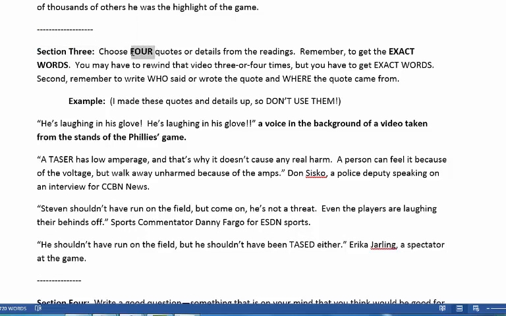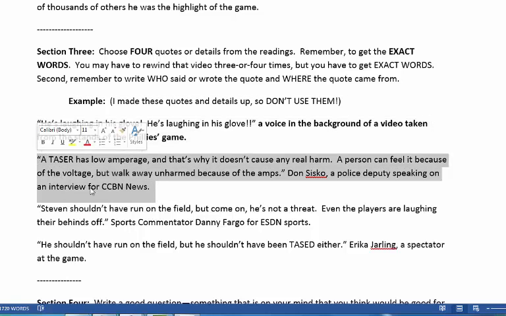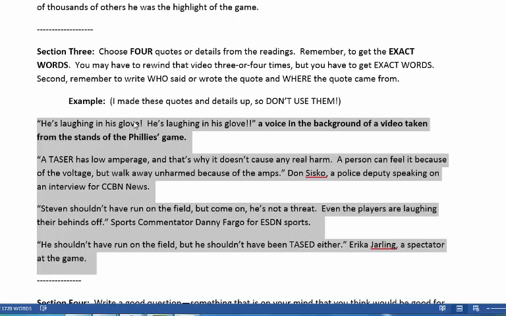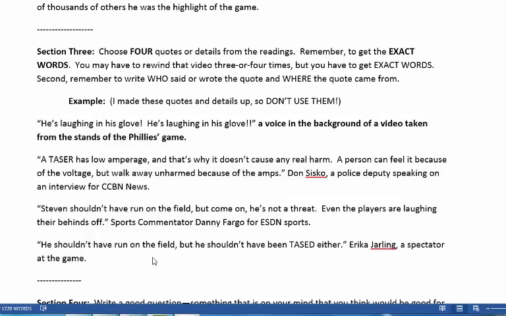So again, for section 3, choose 4 quotes or details from any of the videos, any of the articles. Doesn't matter to me where they come from. Just choose 4 good ones you think are important to the topic we're discussing. Hey, having these quotes is going to help you because when it comes time to write the actual paper, you may actually end up using these quotes.